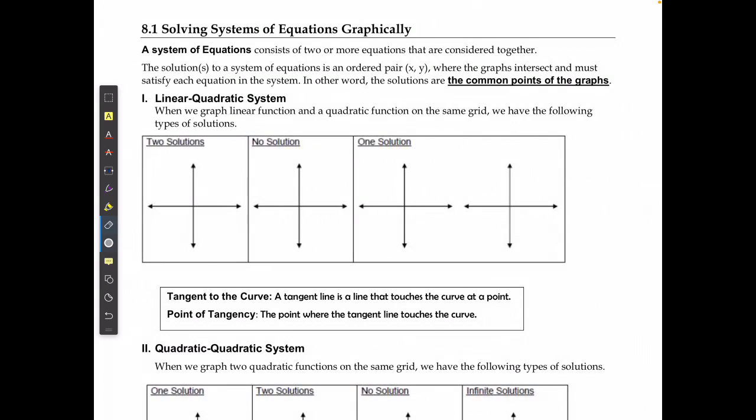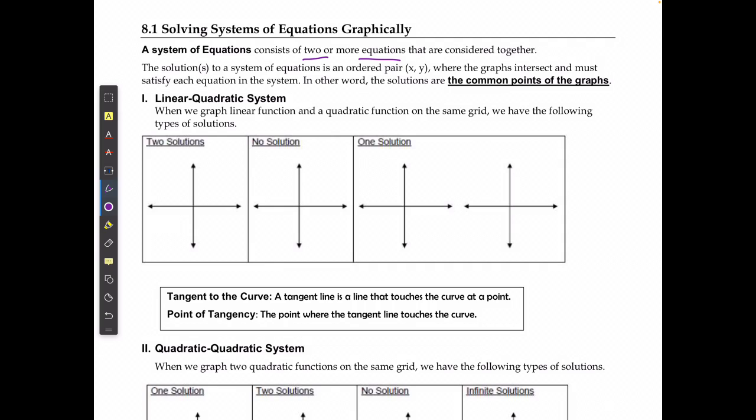For this first lesson, we're going to look at solving a system of equations graphically, using our graphing calculators to find the points where they intersect, which should be solutions for the system. A system of equations consists of two or more equations that are considered together, which means that the x values are the same between them, the y values are the same between them. So it can only be true if they have matching x and matching y values.